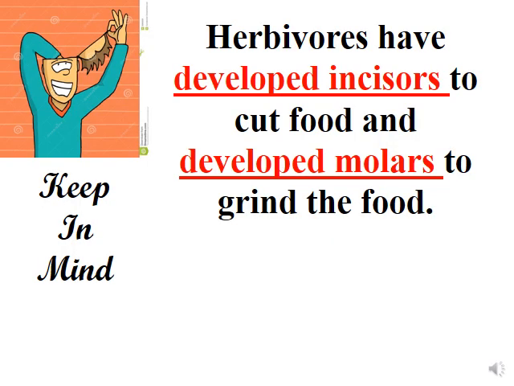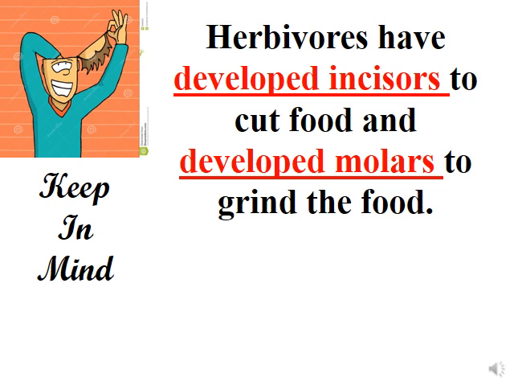Herbivores have developed incisors to cut food into small pieces, while they have developed molars to grind the food to be digested easily. So you have to be careful about this. Herbivores have developed incisors to cut the food, while they have developed molars to grind the food.